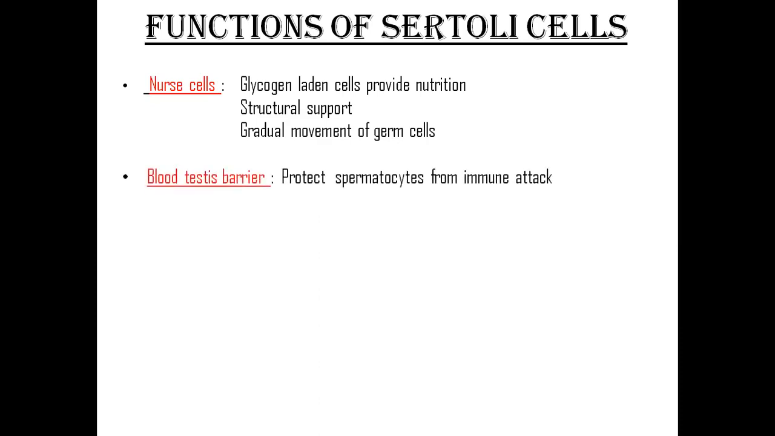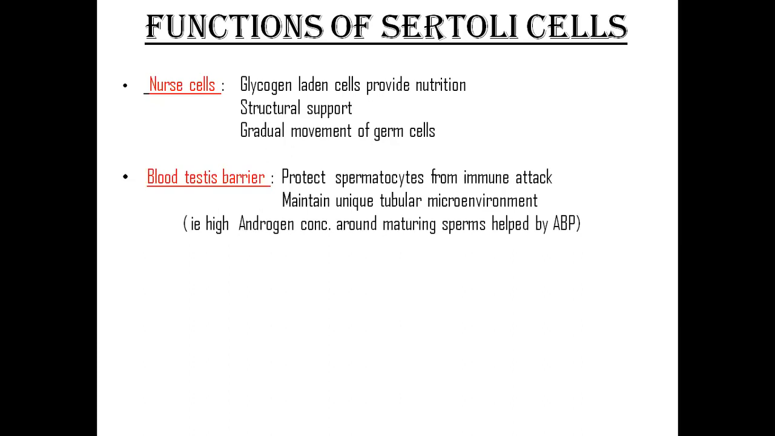Now, next, as we have already discussed about the blood testis barrier, they protect the spermatocytes from immune attack to prevent the sterility due to the autoimmune activation. Then they maintain the unique tubular microenvironment within the seminiferous tubule. A sterile microenvironment should be maintained with high androgen concentration, mainly the testosterone from the surrounding Leydig cells, which diffuses into the seminiferous tubules, and they help in maturation of sperm.